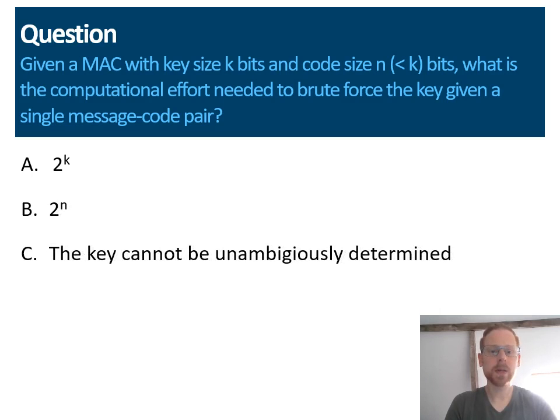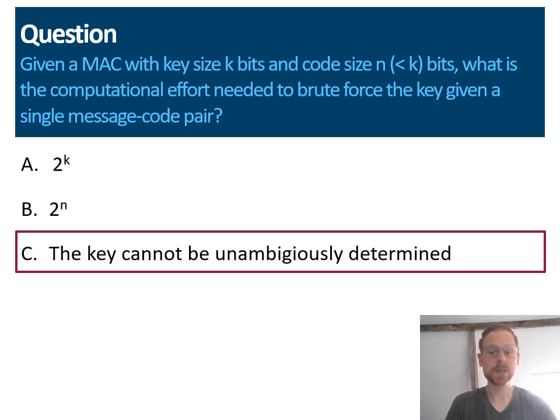And let's take a look at the correct answer. The correct answer is C. The key cannot be unambiguously determined. This is because since the message code space is smaller than the key space, multiple keys can result in the same message authentication code for the same message M.